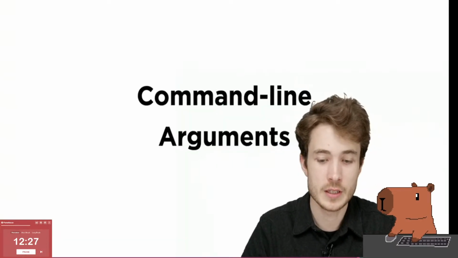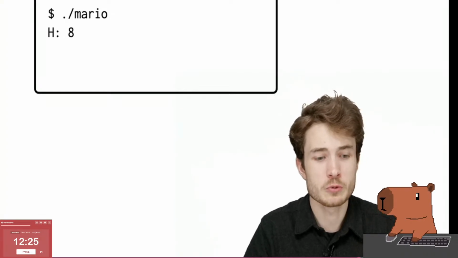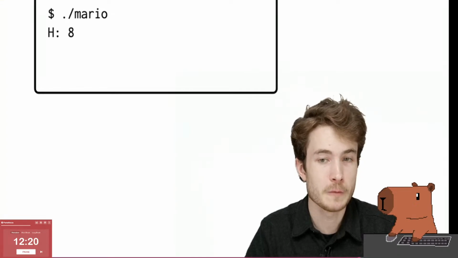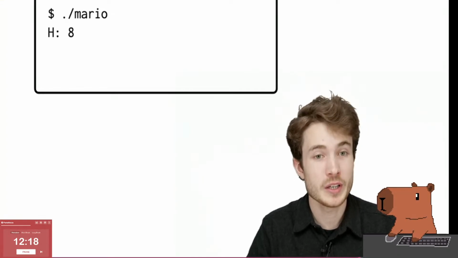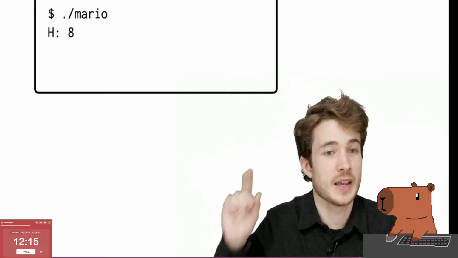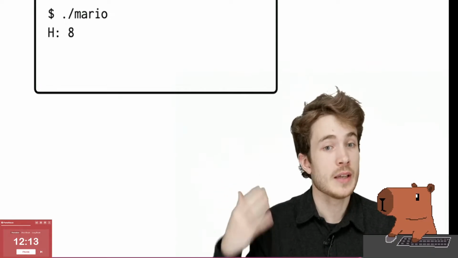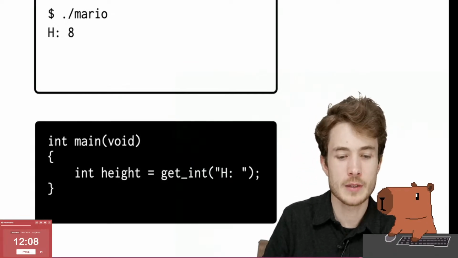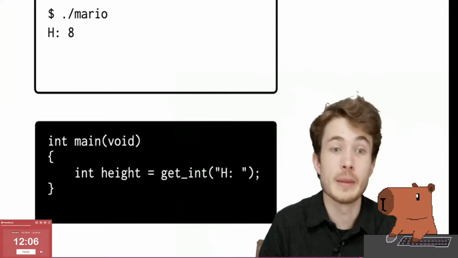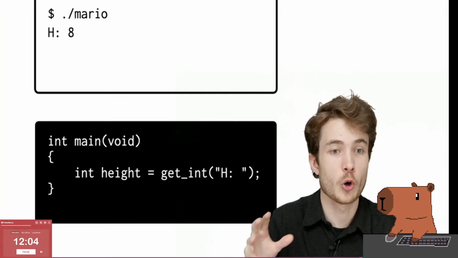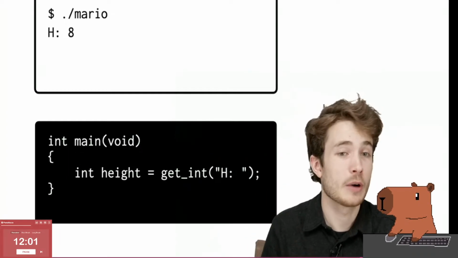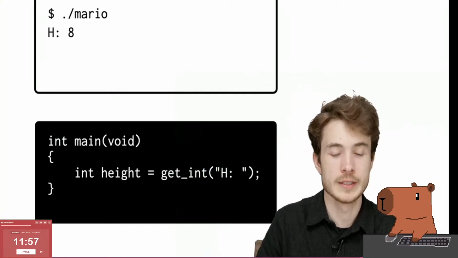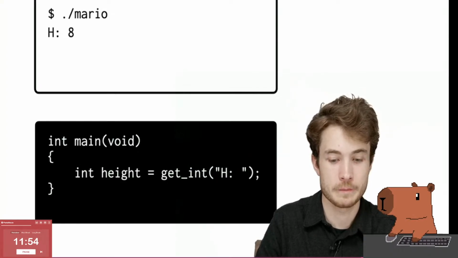So for instance, in Mario, when you first wrote it, you might have done something a bit like this. You might have run ./mario, and then, while the program was running, prompted the user for a height, in this case, h. And maybe you typed in 8. Well, in your actual C code, you probably had something like this. You had your int main(void), your main function in your program, and you had some variable, perhaps named height, that received the value of get_int after it was finished running.